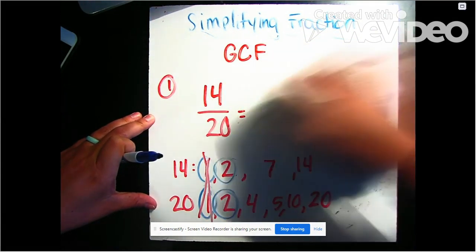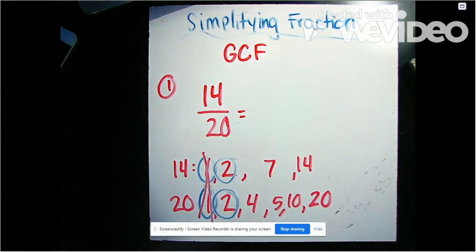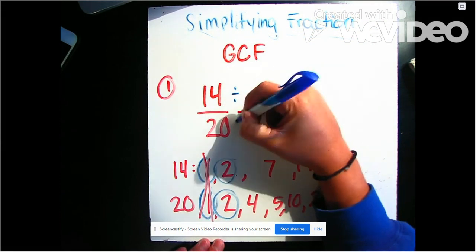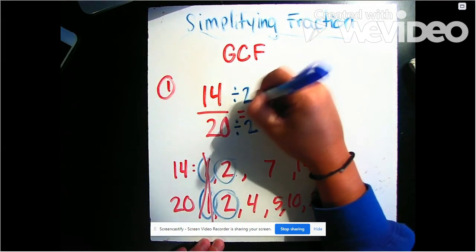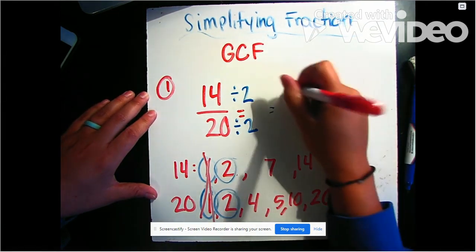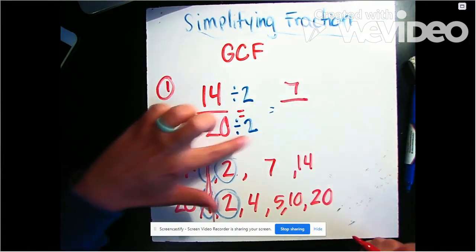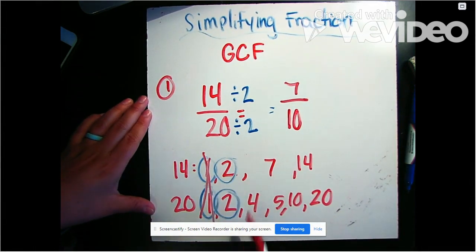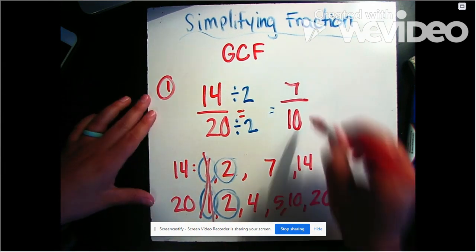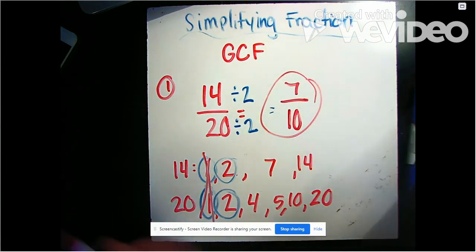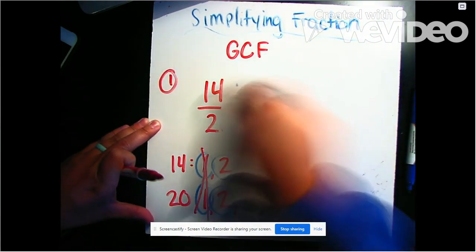To simplify the fraction, you first need to divide it by the greatest factor that they have in common, or the GCF. So let me divide each of these by 2. 14 divided by 2 equals 7. 20 divided by 2 equals 10. Since I divided it by their greatest common factor, I'm done, and I know that I have the simplest form. So let's try another one using the greatest common factor method.